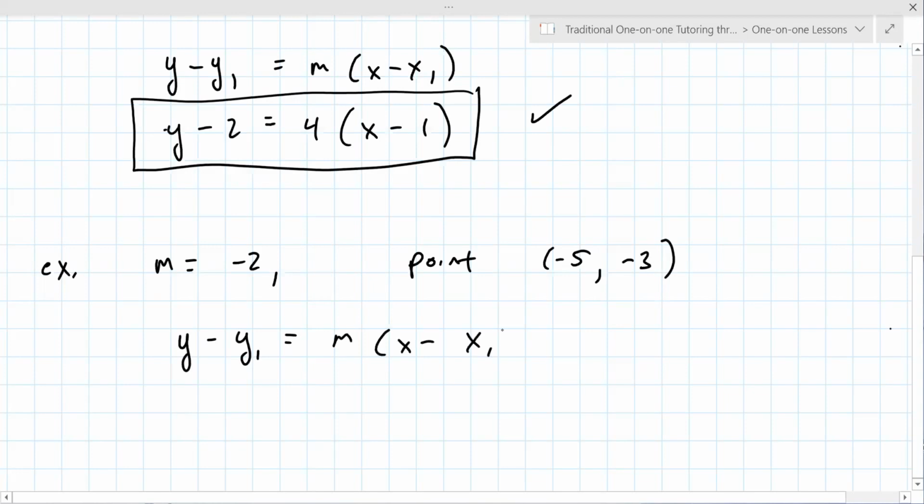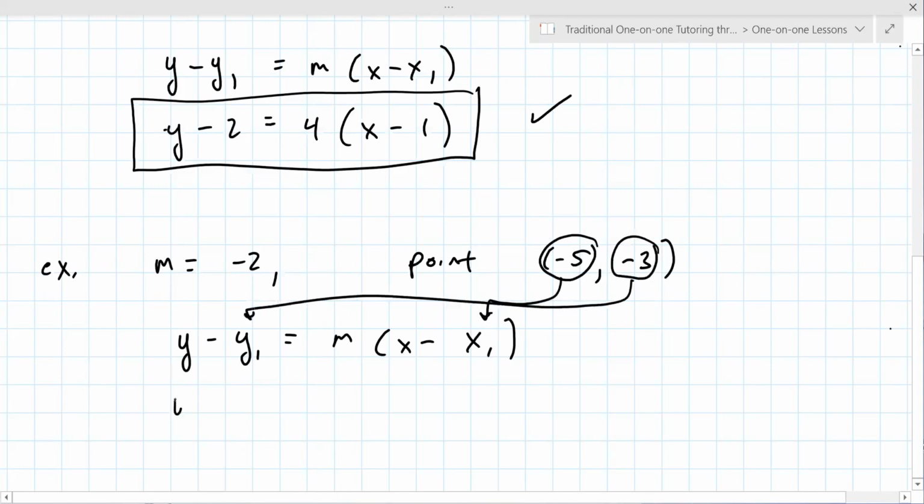Okay, so the thing that's hard here is that when you substitute this number in for x1 and you substitute this number in for y1, whenever you have a negative number, I always recommend substituting in parentheses, especially when you have a subtraction operator in front of it. You follow that? Because it's minus a minus, you gotta do it this way.